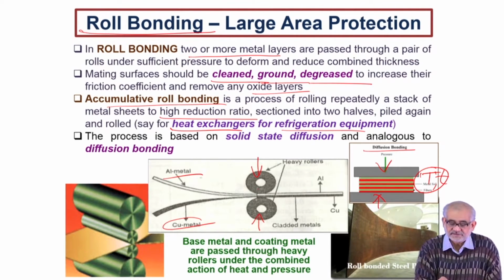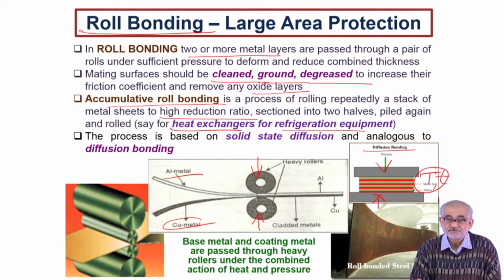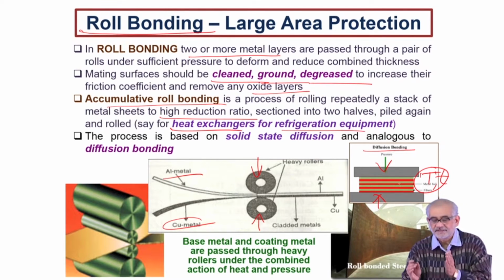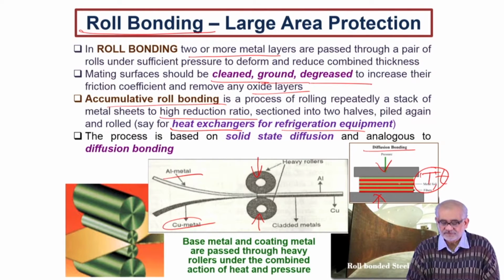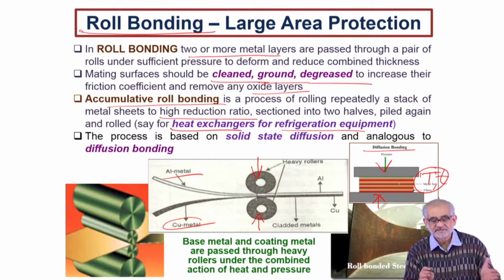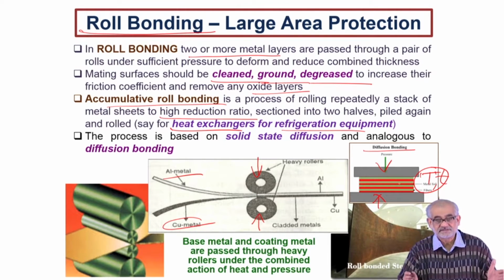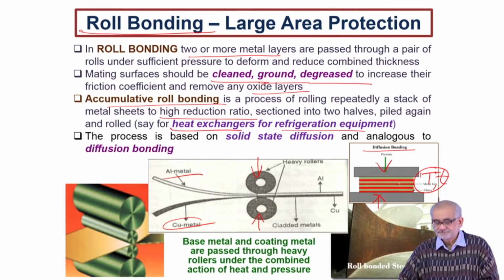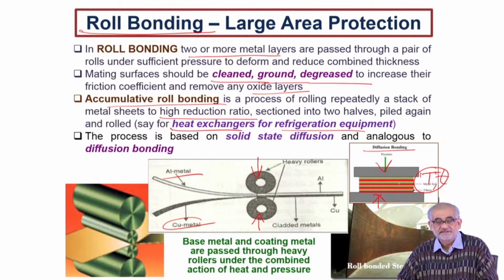Also, in the case of roll bonding, it's a dynamic process. In the case of diffusion bonding, it's a static process. So you place it inside the furnace, and then it's a batch process where you expose it for a certain period of time. They also have their set of utilities, particularly, as I mentioned, for large heat exchangers or any other thermal heat exchange processes.